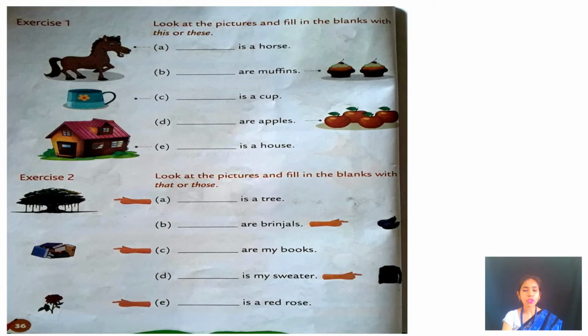So, I am sure that you have understood it. So let's now do page number 36, as in your book, so that we can check whether we are able to do the exercises on our own or not, right? So let's start with the first exercise, that is exercise number 1.